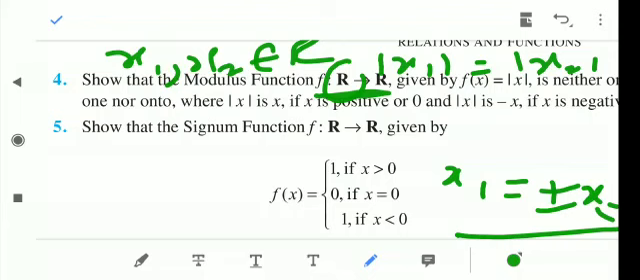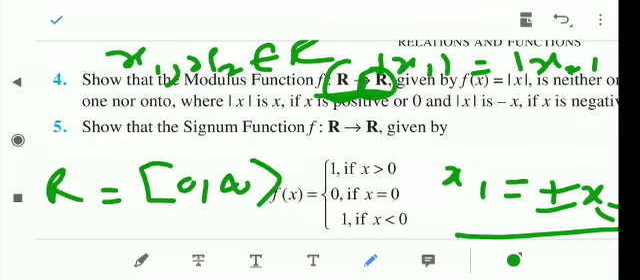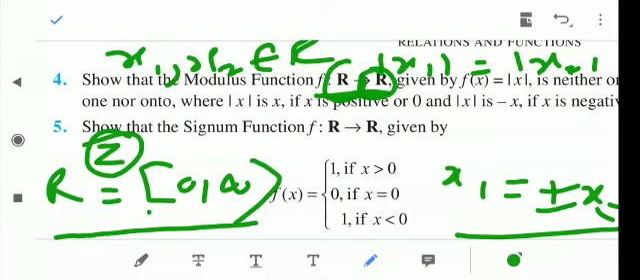If you look at the range here, what is the codomain? The codomain is R. And what is the range? For modulus x, the range is all the non-negative real numbers, so the range is 0 to infinity, and the codomain is R. So the range will not be equal to the codomain, therefore the function is not an onto function. So question number 4, f(x) = mod x from R to R, is neither 1-1 nor onto. You try to solve a few more questions.